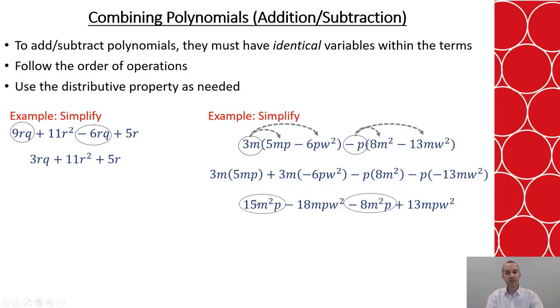Well, here, this has m squared p, and this has m squared p, so 15 minus 8 will give me 7. This has mpw squared, and this one has mpw squared, so that would give me negative 5 mpw squared. And there, I can't combine it anymore. It's in its simplest form.